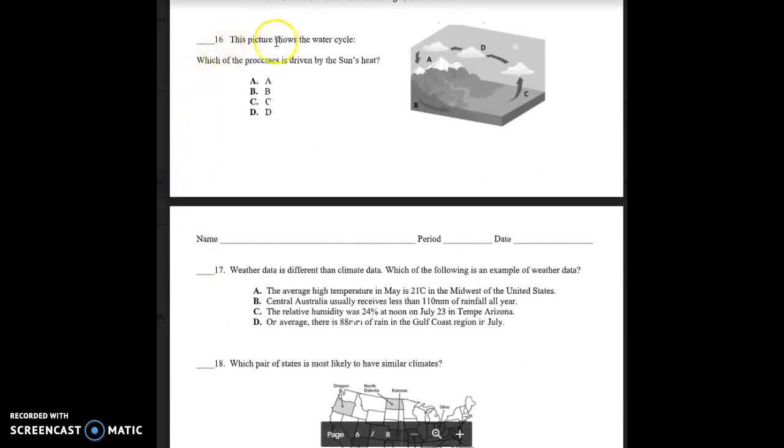Number 16. This picture shows the water cycle. Which of the processes is driven by the sun's heat? A. B. C. D.